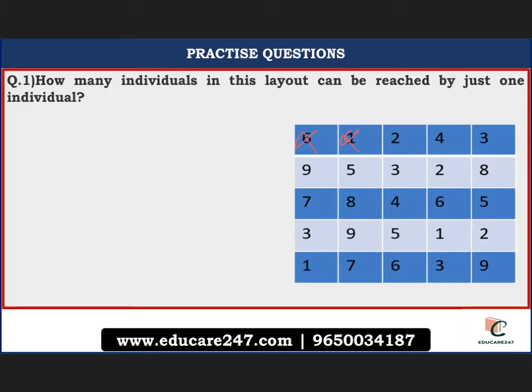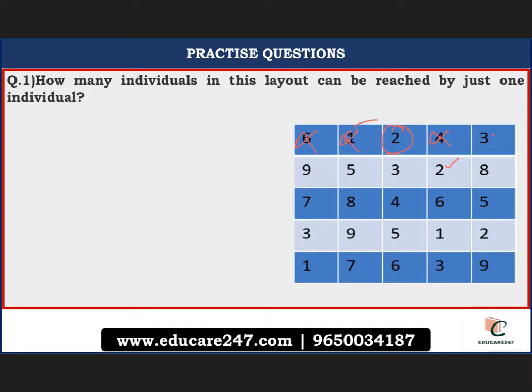2, let us check for 2. Who else can reach 2? So this 1 can reach this 2 and no one else can reach 2, all right, so this is one person, only one individual can reach 2. Let us check for 4. So this 2 can reach 4, this 3 can reach, hence this is eliminated, all right, 2 people are reaching it.